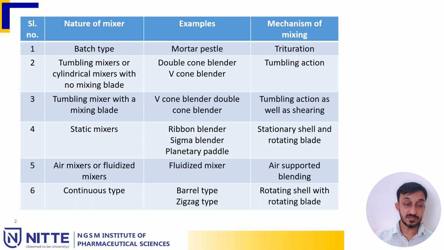Continuous type mixers, these are the sixth type. They are rotating shells with rotating blades, and examples for these continuous type mixers are barrel type and zigzag type mixers.